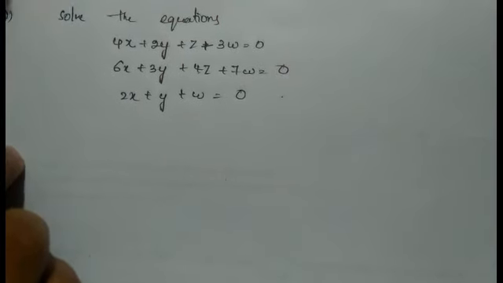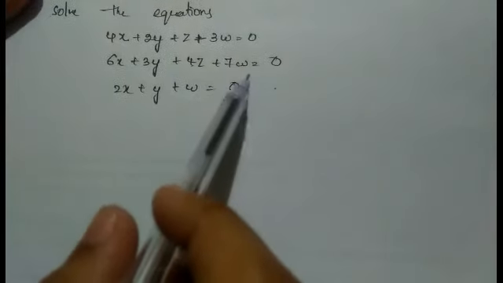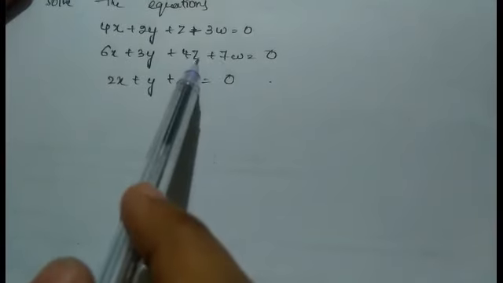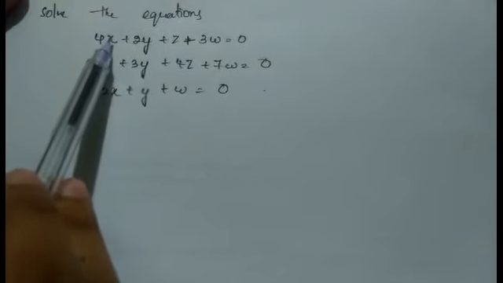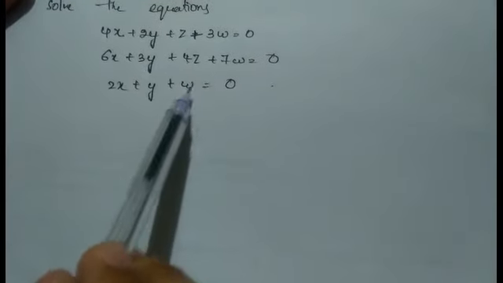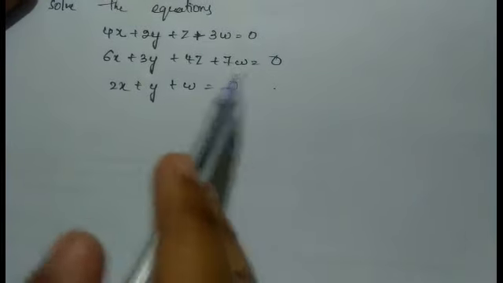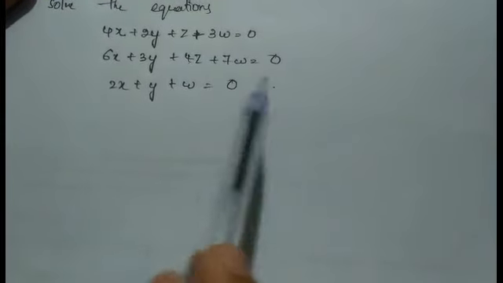We will see another problem based on the same topic. This is somewhat different compared to other questions which I have explained in previous problems. Here you can see there are 4 variables x, y, z and w, but there are only 3 equations here. It means we will get a 3 by 4 matrix.